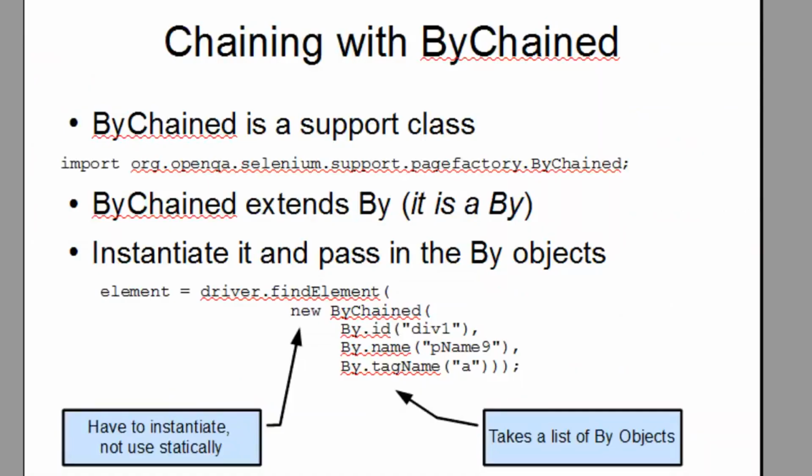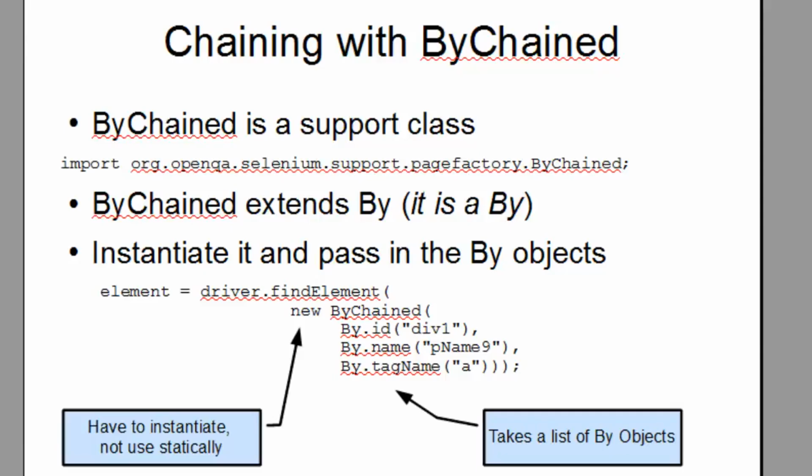Now Selenium comes with a bunch of support classes. They're not part of the core Selenium, but they're in the jar that you download through Maven. You can use these to help you with your testing. ByChained is one of these. When we jump back to the source code, I'll show you where it is in the hierarchy, and we'll have a quick look at the ByChained source code itself. Now, ByChained extends By.